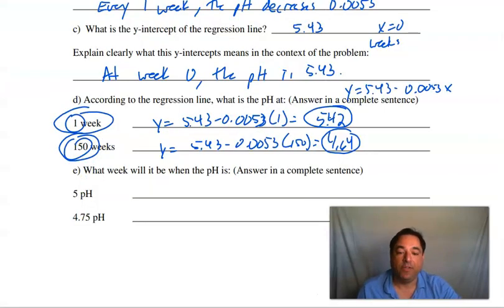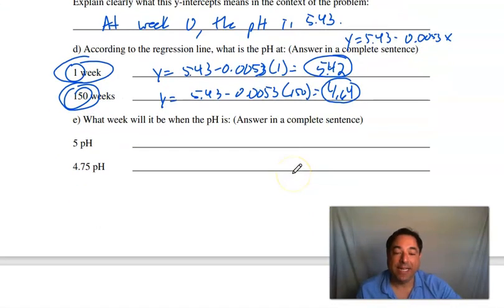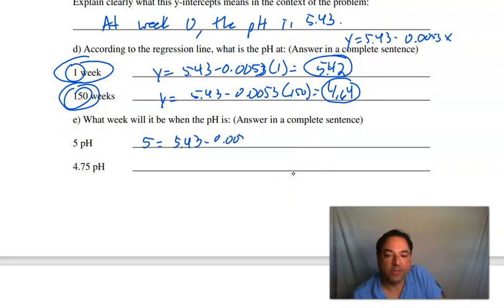Okay. Now for the last ones, they give us pH. So the pH is going to go in for y. So 5 equals 5.43 minus 0.0053x. I'll leave a little space. And then 4.75 equals 5.43 minus 0.0053x. So we're going to have to do a little bit of algebra.